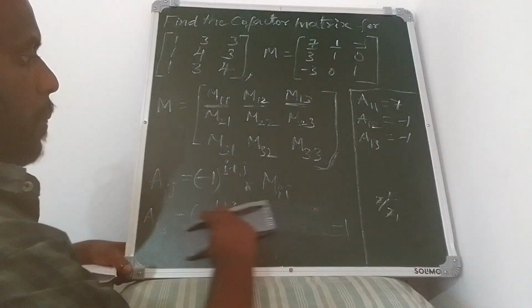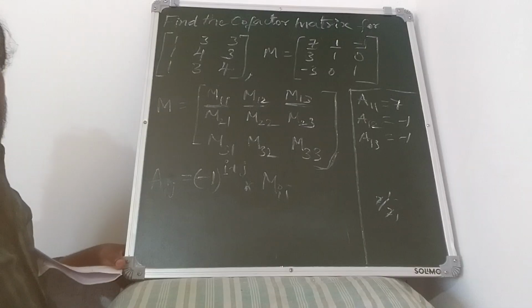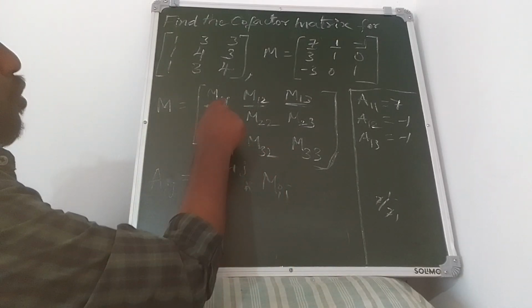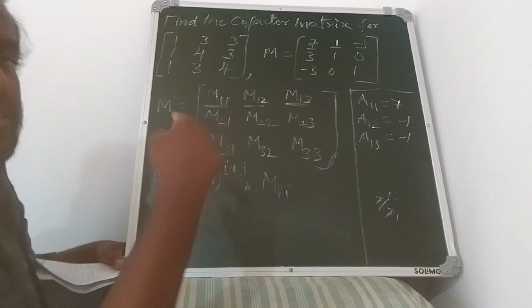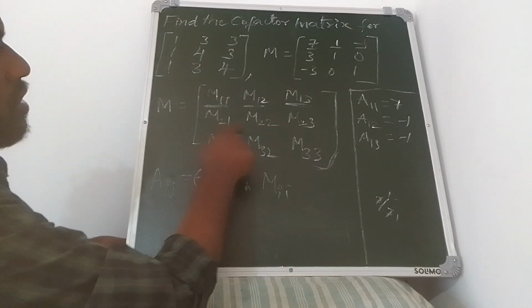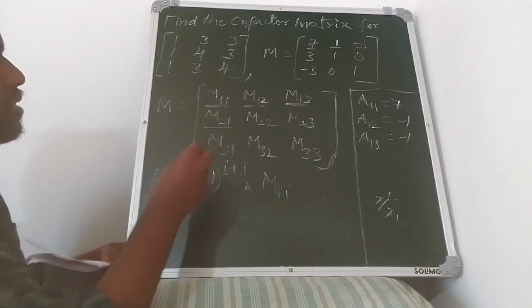Next I will erase. You understood how we found Aij for this and this. The same process we will continue for these things also, as I already said. So now I will go for this.